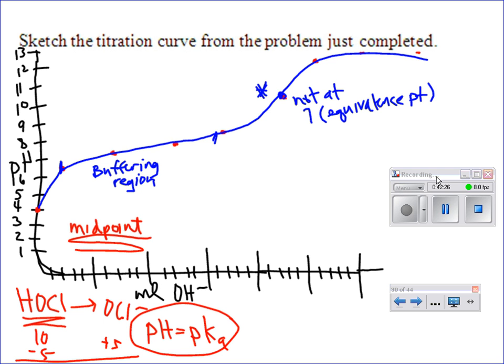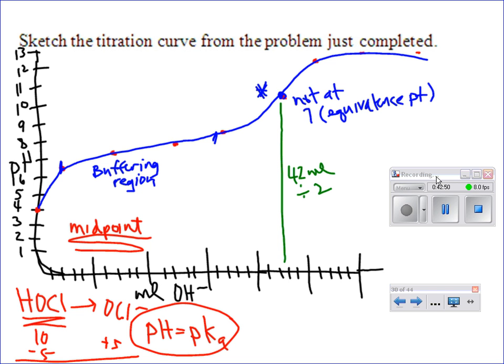Why is this important? Sometimes on the test, they'll give you a graph, and they'll say, what's the Ka of the acid? And you're like, what are you talking about? Well, you find it by going to the midpoint. Let's do that. Where was our equivalence point? Give me the mils. 42 mils.